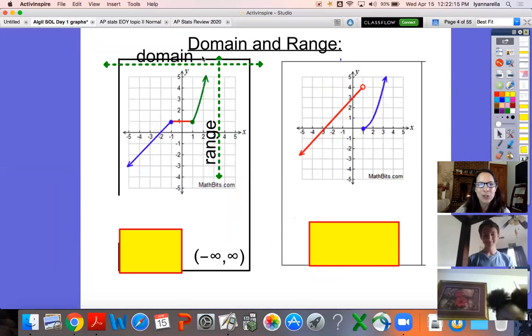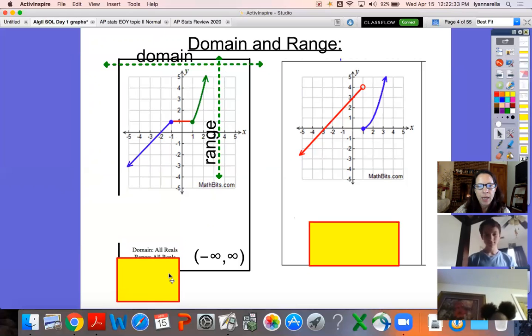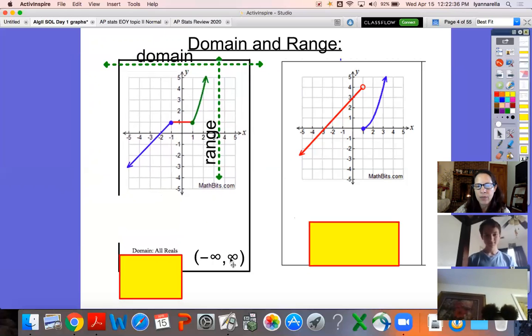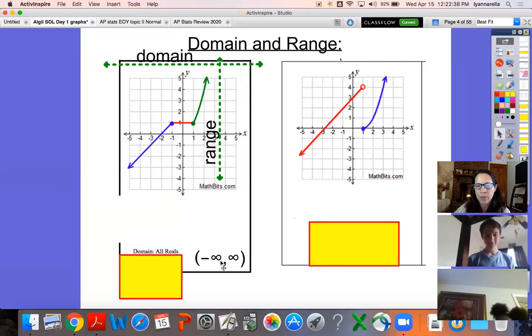Okay, now we're going to talk domain and range. Remember, the domain is all of the x-axis variables that have a point. So every number on the x-axis has a point because this graph goes forever to the left and forever to the right. So I'm showing it like this. It goes forever left and right. So your domain is all reals. And another way you can say all reals is negative infinity to positive infinity. Do you guys remember we did this?